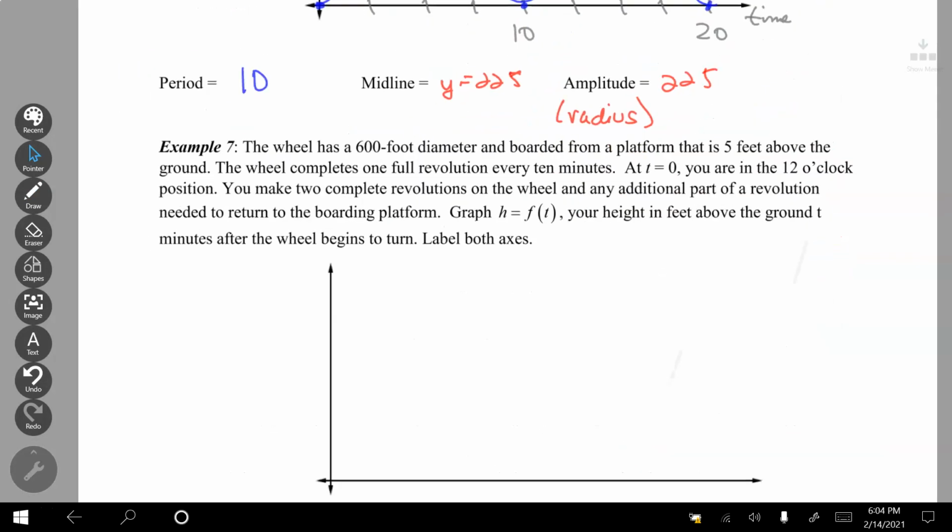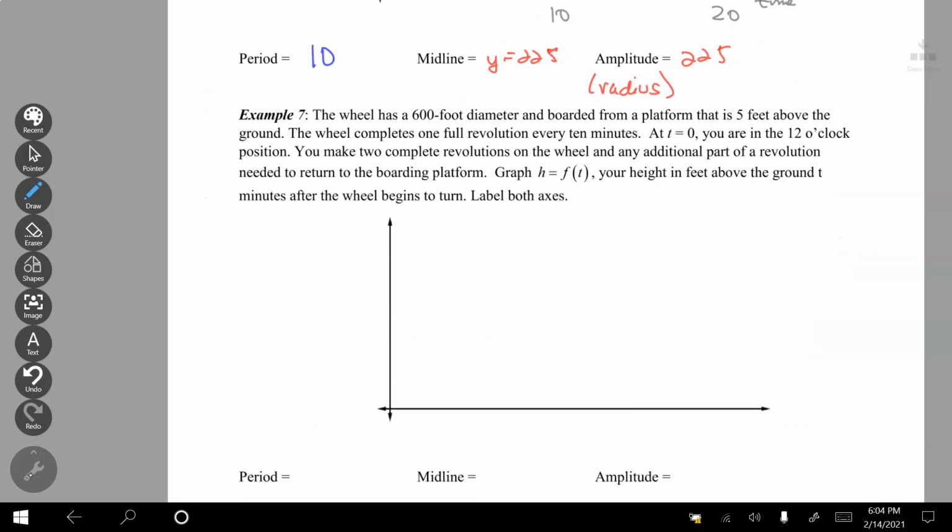Now this next one is a little bit different. It's a different Ferris wheel. We've made some changes. It's bigger, 600 foot. You're going to get on not at the bottom at 0. You're going to board the platform at 5 feet above the ground. You're still going to make 1 revolution every 10 minutes.